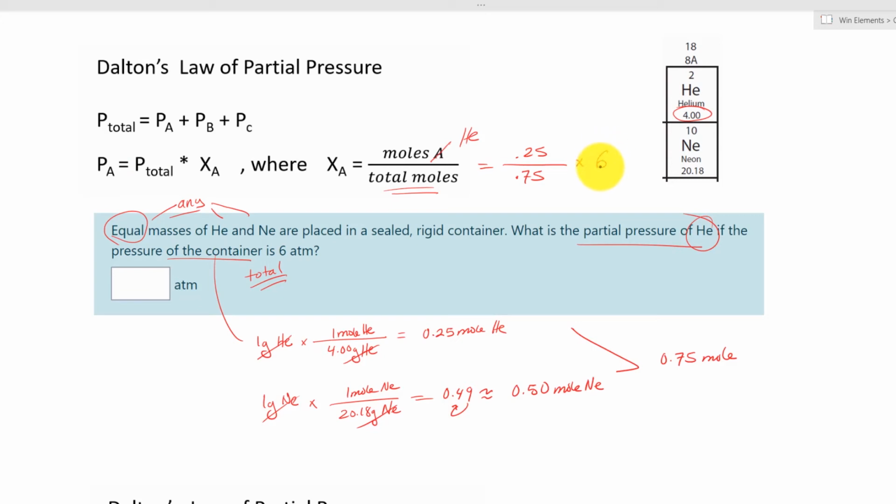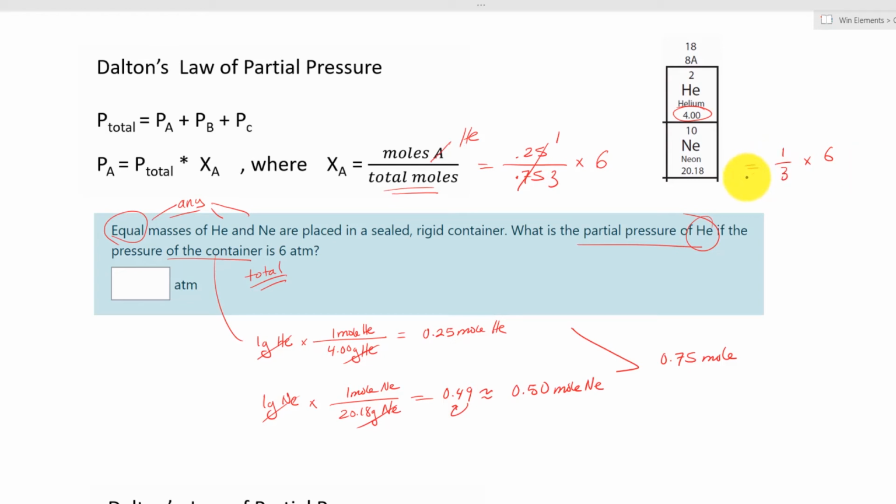Before we move on, we have to be very careful with our math, especially this is multiple choice. 0.25 and 0.75, what is that equal to? That is equal to 1/3, okay? So if that's the case, we have 1/3 times 6. What's that going to give us?